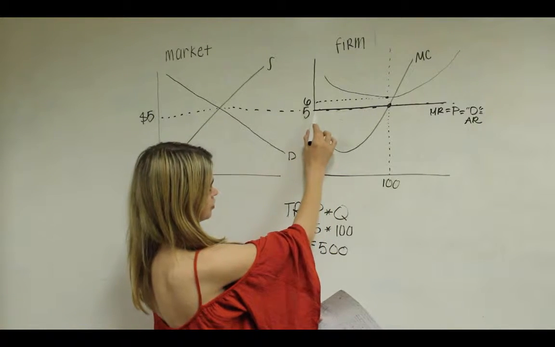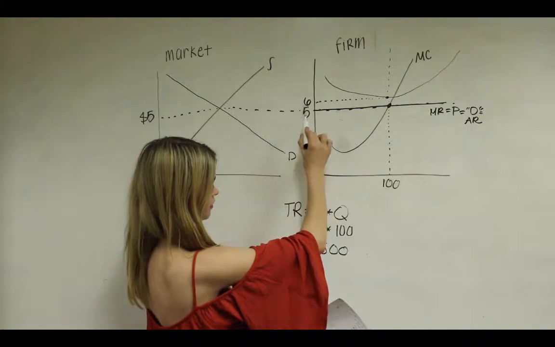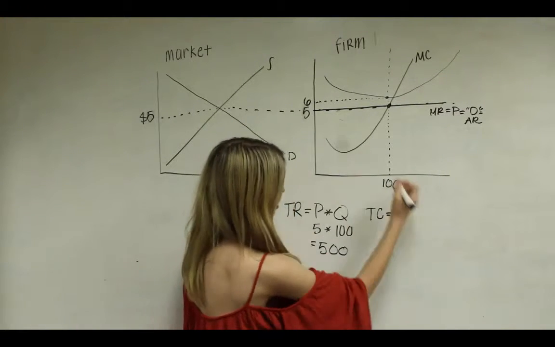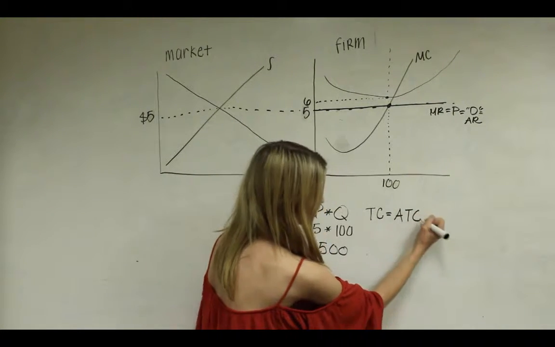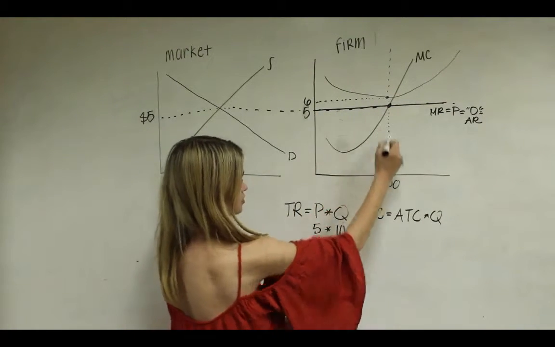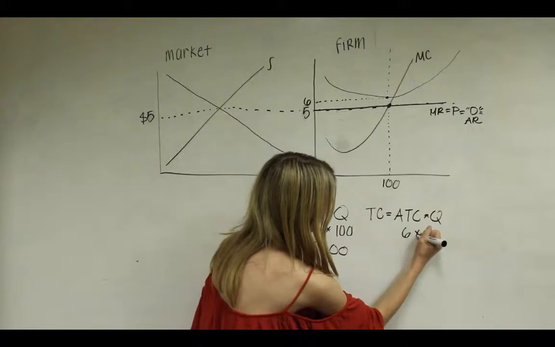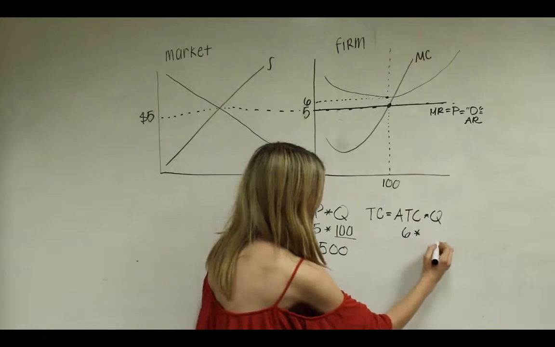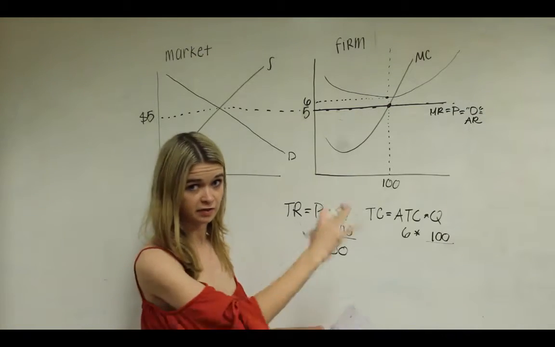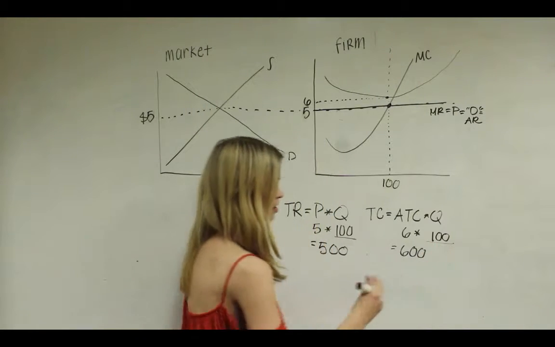But we notice that this line for average total cost is above this line for marginal revenue. So if we wanted to find total cost, we would multiply average total cost times quantity. Average total cost was where that quantity intersected the average total cost curve, so 6. And that quantity is the same in both of these equations, because we're using the same quantity to find all of these numbers. So 6 times 100 is 600.